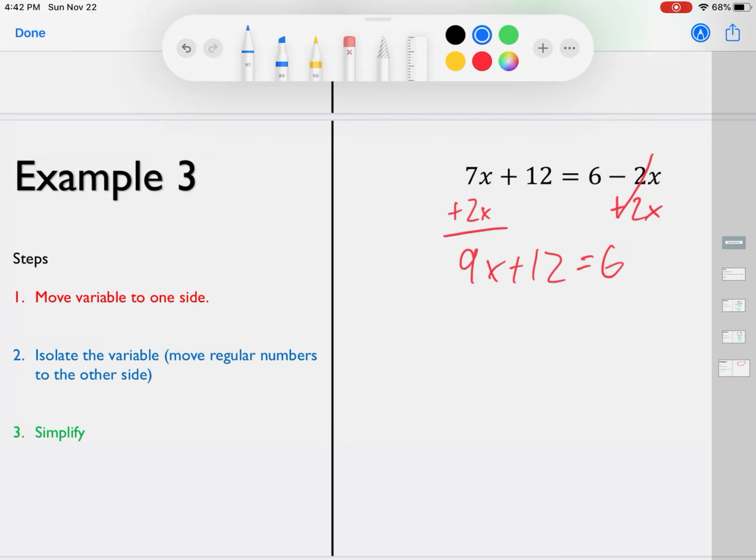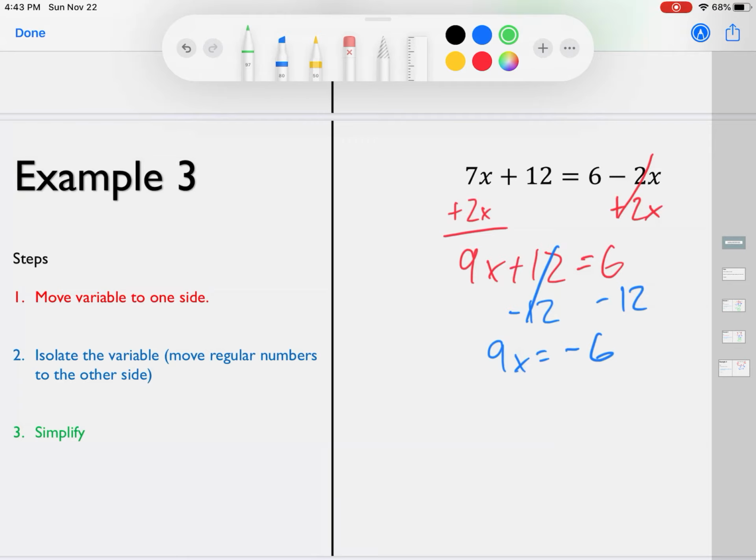And then our next step, we have to get that term with the variable by itself. So in order to do that, I need to get rid of that plus 12. To get rid of the plus 12, I'm going to need to minus 12 because subtraction is the opposite of addition. So to get rid of the plus 12, I need to minus 12. I'm going to do that from both sides. So now I am left with 9x equals negative 6.